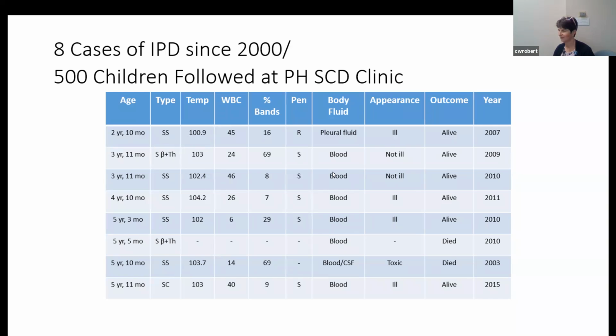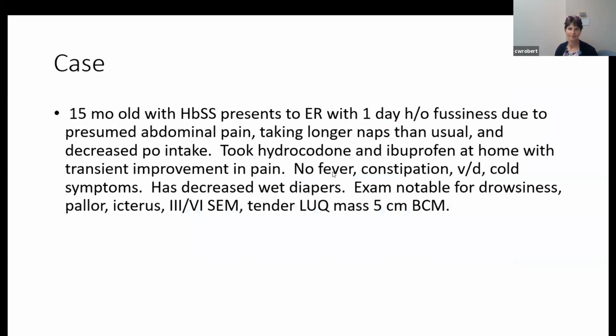So fever, do not stay at home, do not take Tylenol or Motrin. Go get checked out and do the minimum workup, more if you need to, and get that dose of antibiotic in them.